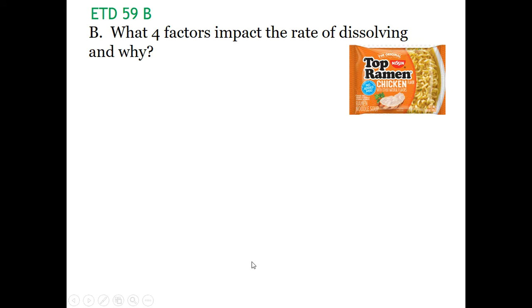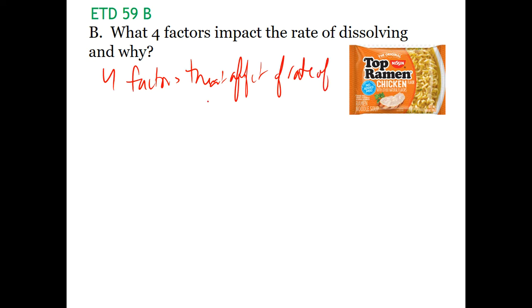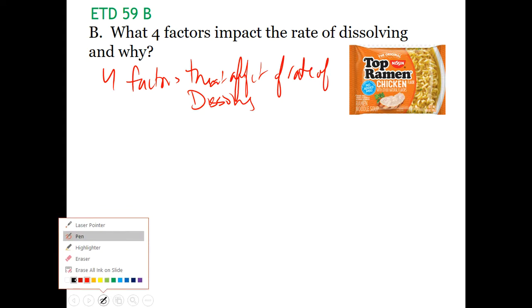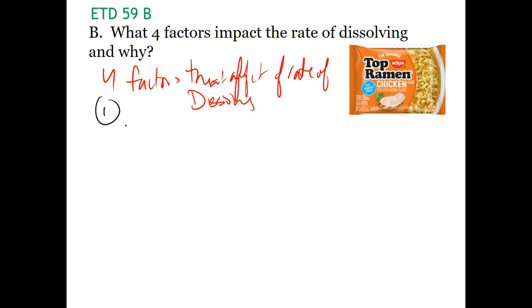Now, there's four factors that impact the rate of dissolving, and those four factors, of course, you can think of all of them if you just think of top ramen, and we've all made top ramen. So the four biggest factors that affect the rate of dissolving, and these ones you already know because you cook top ramen. And if we look at the top ramen, one of the biggest things you can do, you can increase the temperature. If you increase the heat, then what happens?